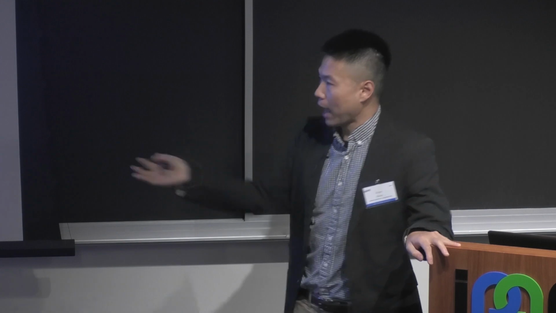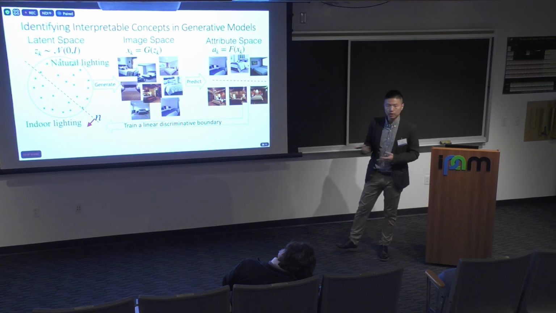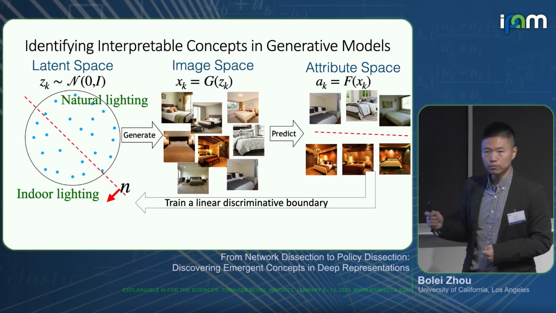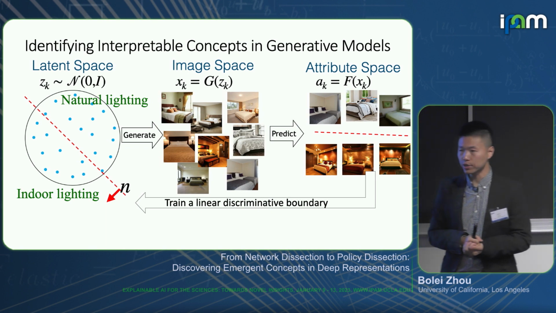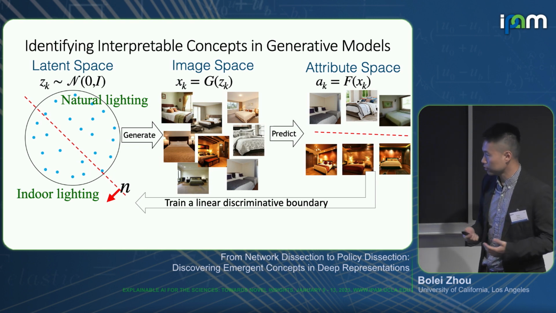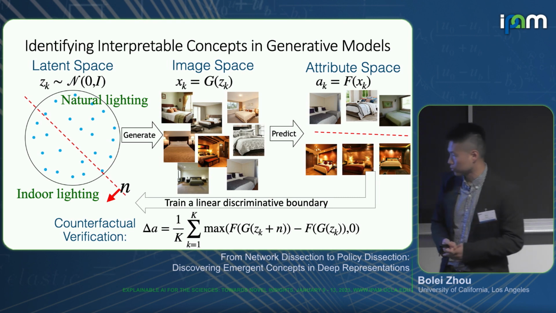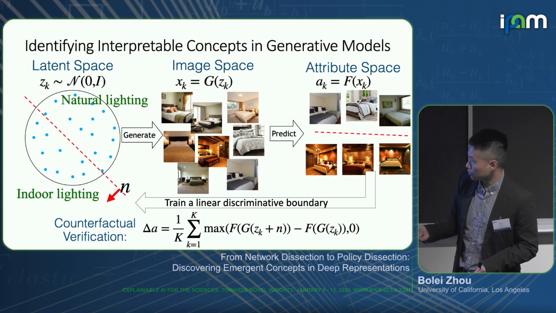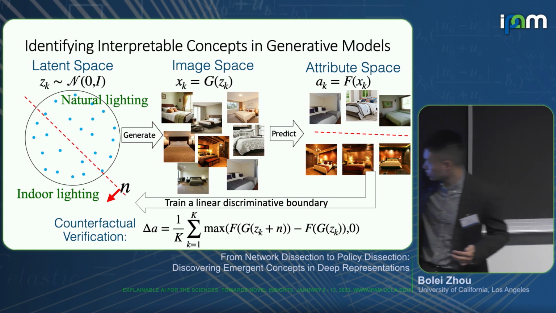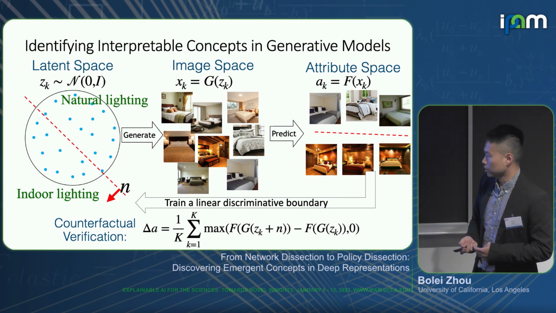Then we can go back into the latent space and train linear discriminative boundaries, treating the predicted labels as pseudo labels for these latent vectors. It turns out this binary classification performs quite well. It can achieve more than 90% accuracy, which means that in this latent space, a lot of attributes are already quite disentangled from each other. After we have these latent boundaries, we can do counterfactual verification using the normal vector n of the trained boundary to manipulate the latent code and observe how much the attributes change. Then we can identify the reliable attribute classifiers.